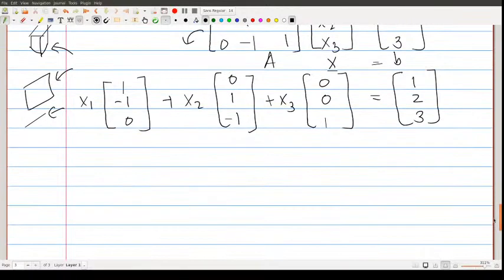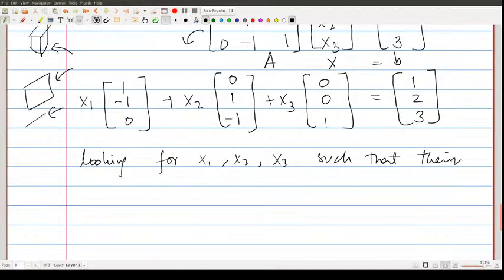But the point is that we're looking for x1, x2, x3 such that their linear combination gives b, right? So I combine them in such a way, take some of this, and I get the right-hand side vector, right? That's what I'm looking for. Okay.